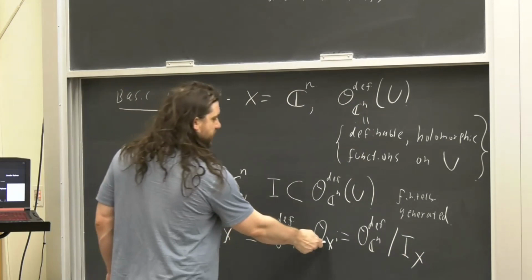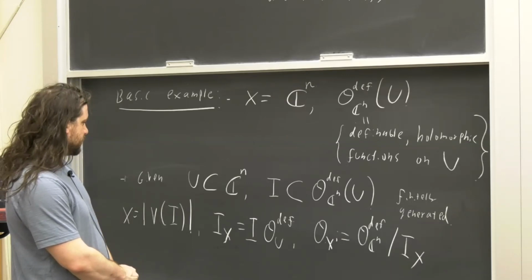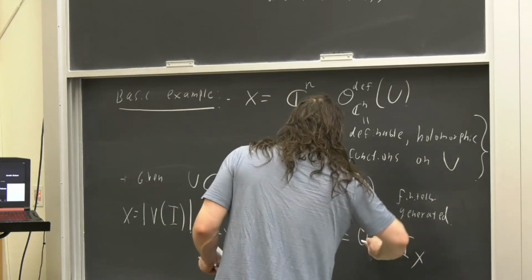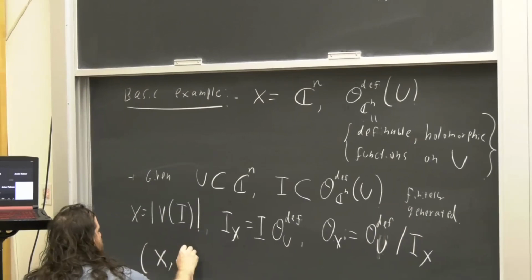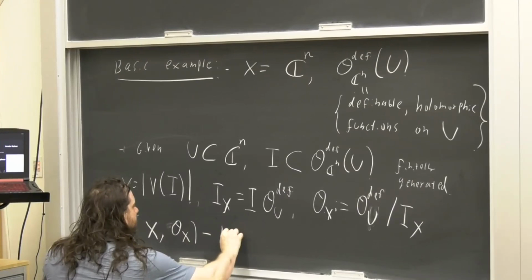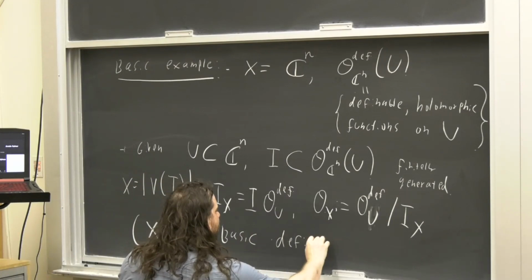Yes. I shouldn't have written O def C^n. Sorry, this is O def U actually. Oh, U, right. U, absolutely. Sorry, thank you. And finally, the pair X, comma O_X, this will be called a basic definable analytic set. Analytic space, excuse me.